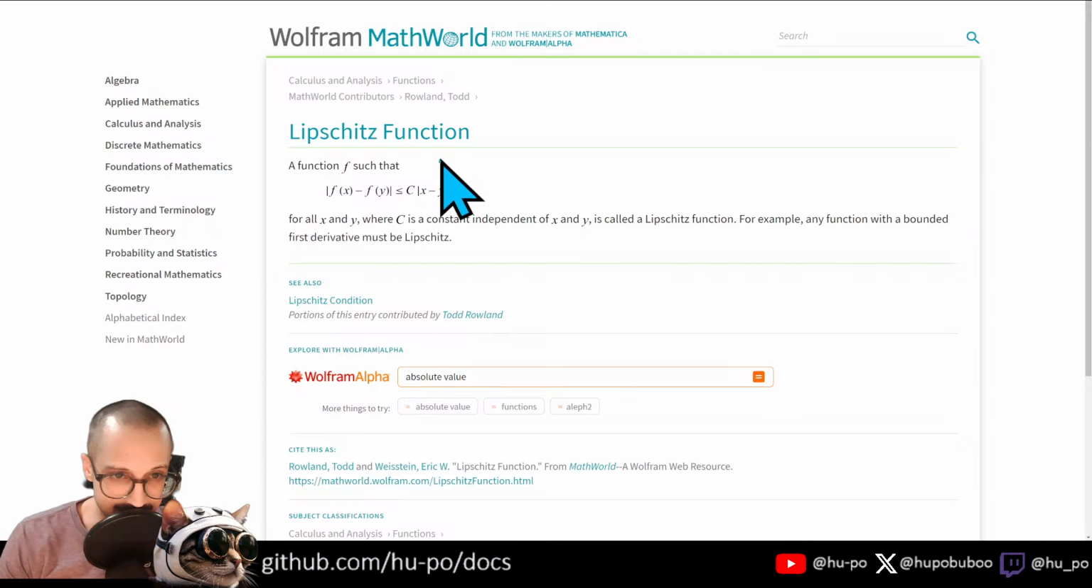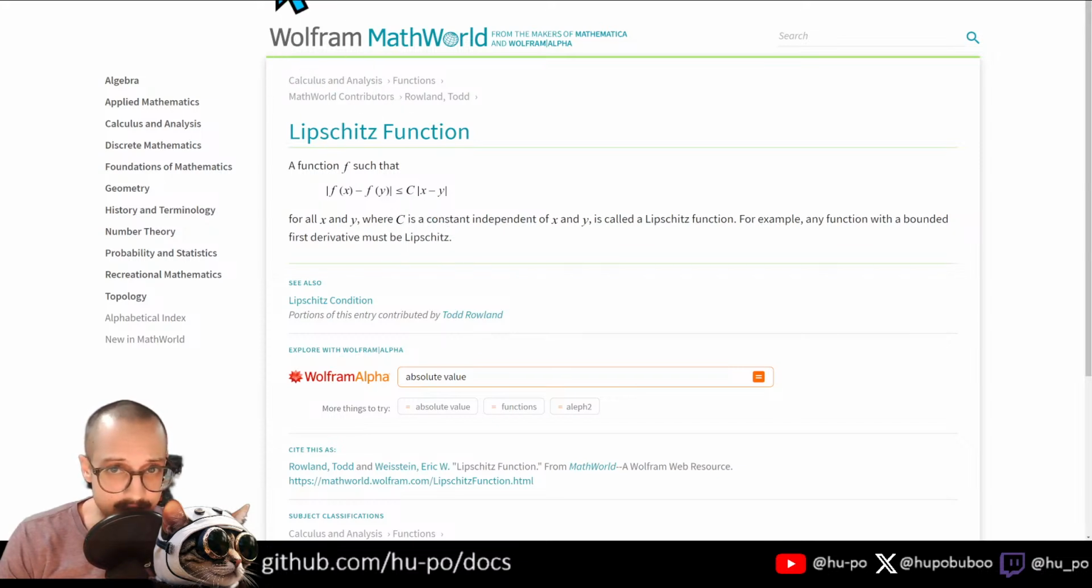So I have here a Lipschitz function, which is a function f such that the magnitude of f(x) minus f(y) is less than C times the magnitude of x minus y. So C is a constant independent of x and y. And effectively what this is saying is that the first derivative is going to be bounded by C.